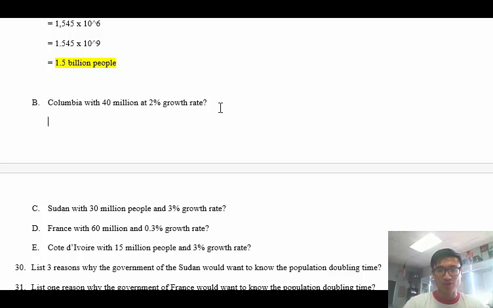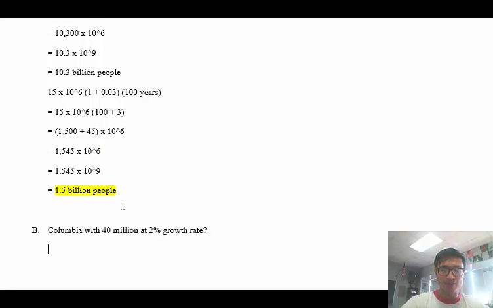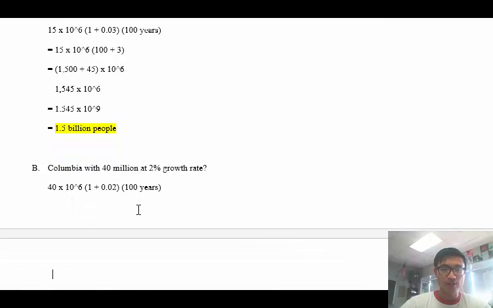I want to make sure that you guys have 2 examples. So Colombia has 40 million at a 2% growth rate. So let's go ahead and kind of follow the same pattern that we had up here. So we start off with 40 million people, which is 40 times 10 to the 6th. We're going to multiply that by itself, right? Because it's a population times the percentage growth added to the original population. So in this case, we're going at 0.02, okay? We're still multiplying by 100 years.